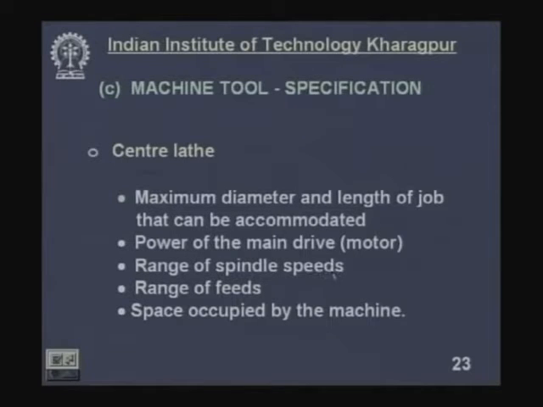Then range of spindle speeds: what is the minimum RPM, what is the maximum RPM, what are the intermediate speeds. Then range of feeds, rate of travel, in millimeter per revolution, different feeds are there, slow feed, high feed, medium feed. So, range of feed has to be specified. Then space occupied by the machine. Earlier the volume or weight of the machine was considered as the specification, but now it has been realized that the space occupied, which is very important and expensive, should be considered.